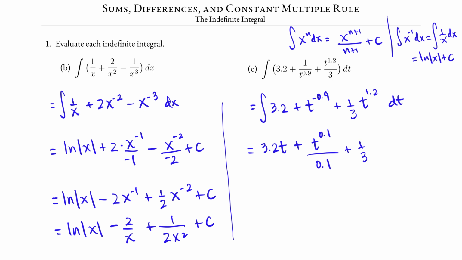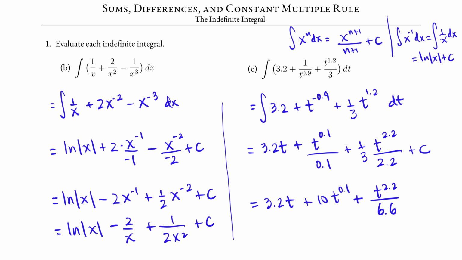Plus 1/3. T to the 1.2 is the power. We add 1 to 1.2 to get 2.2 and divide by the new power. Don't forget a plus c. Simplifying this, we have 3.2t plus 0.1 in the denominator. And so this is 10t to the 0.1 because 1 divided by 0.1 is 10. Plus t to the 2.2 power, and in the denominator, 3 times 2.2 is 6.6, plus c.